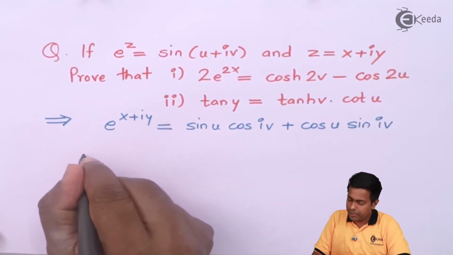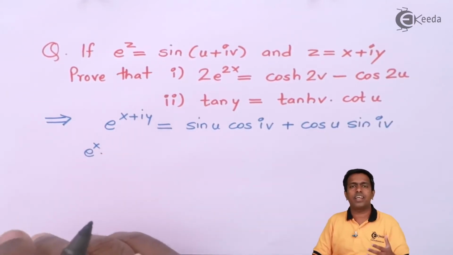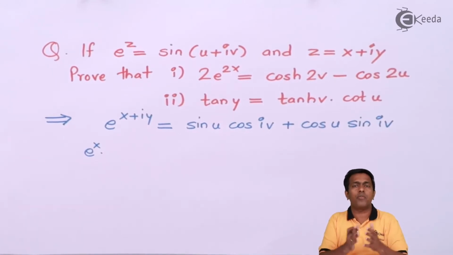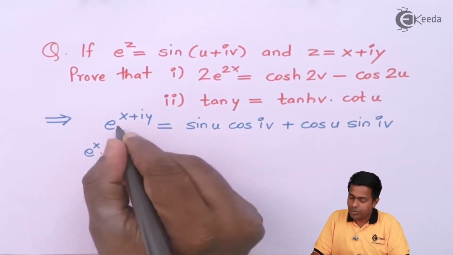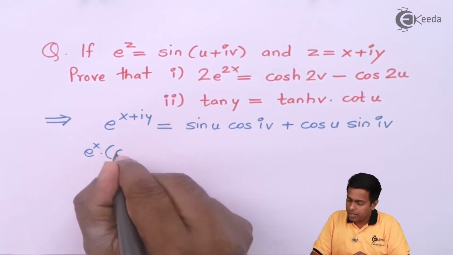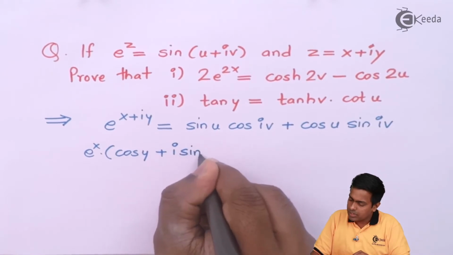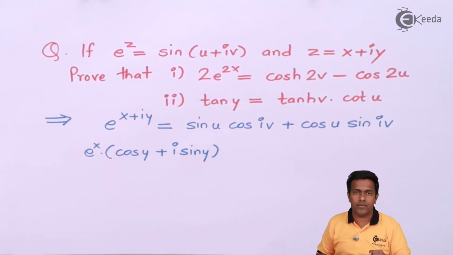So we will get e to the power x into e to the power iy. Now guys, e to the power iy is nothing but the exponential form of a complex number, which we have studied in the previous videos. So let's bring it in the polar form. So I can say that e to the power iy will be cos y plus i into sin y. So this is the polar form of e to the power iy.